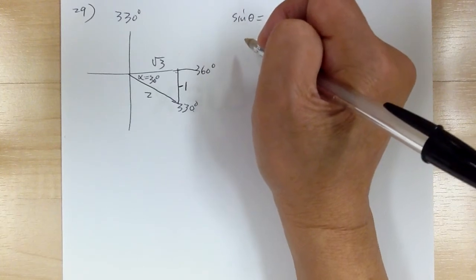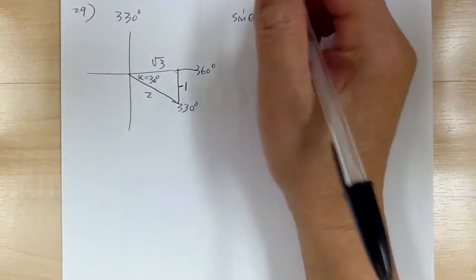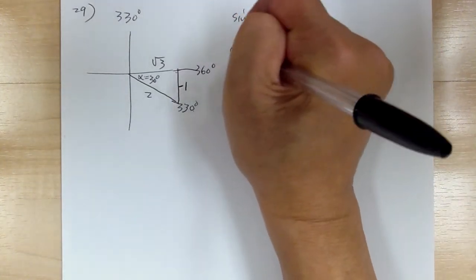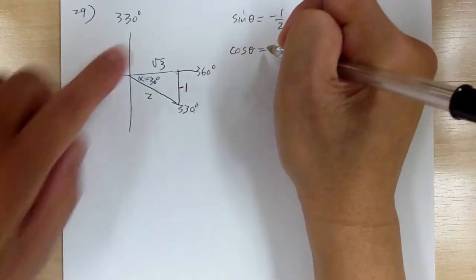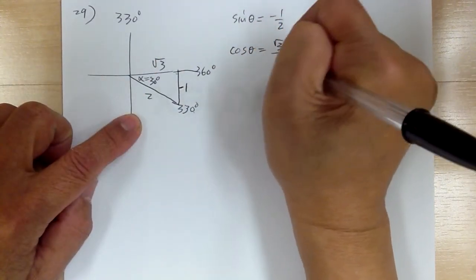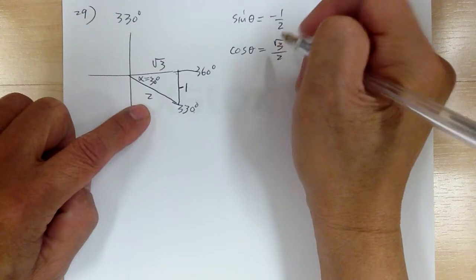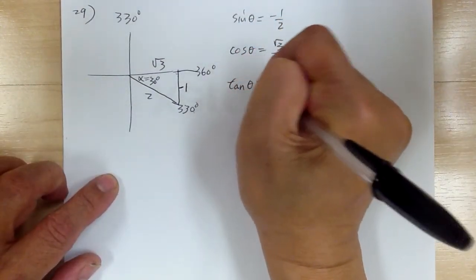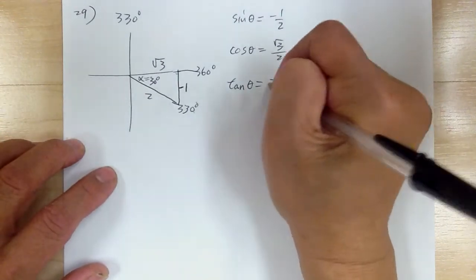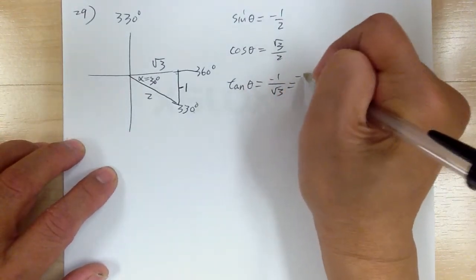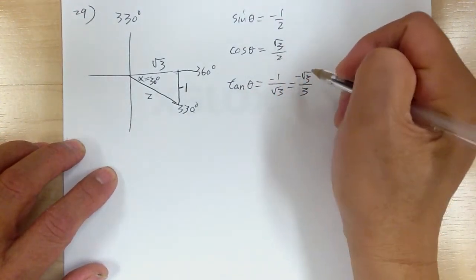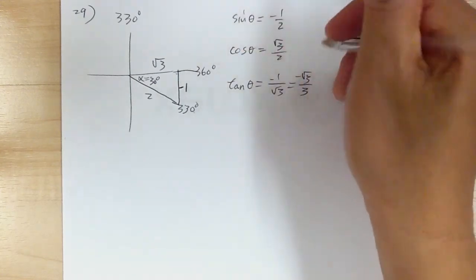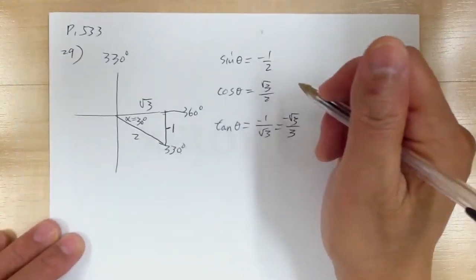Okay. And then cosine would be square root of 3 over 2, right? Horizontal over hypotenuse. And then tangent theta is sine over cosine, so it would be negative 1 over square root of 3, so equal to negative square root of 3 over 3. Okay, after you get the 3 primaries, you can get the 3 secondaries.